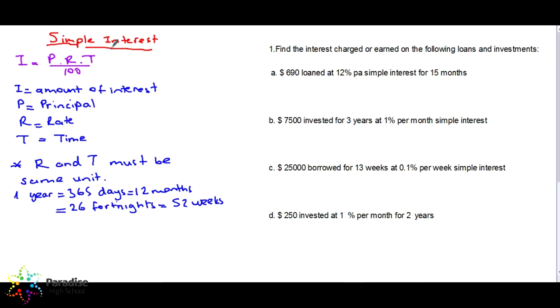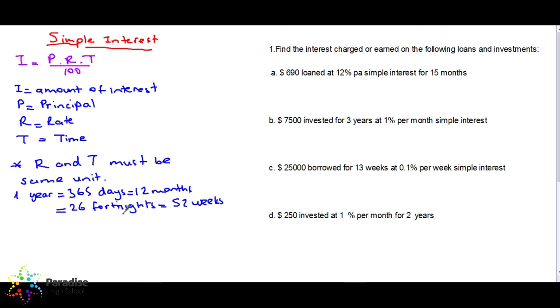All right, that's the only thing that you have to remember. And don't forget, in 1 year we have 365 days. Sometimes it is 364 days, but we don't care about that. It's a fixed 365 days when we do calculations for interest. And then it's 12 months. How many fortnights? 26 fortnights. And how many weeks? We've got 52 weeks.